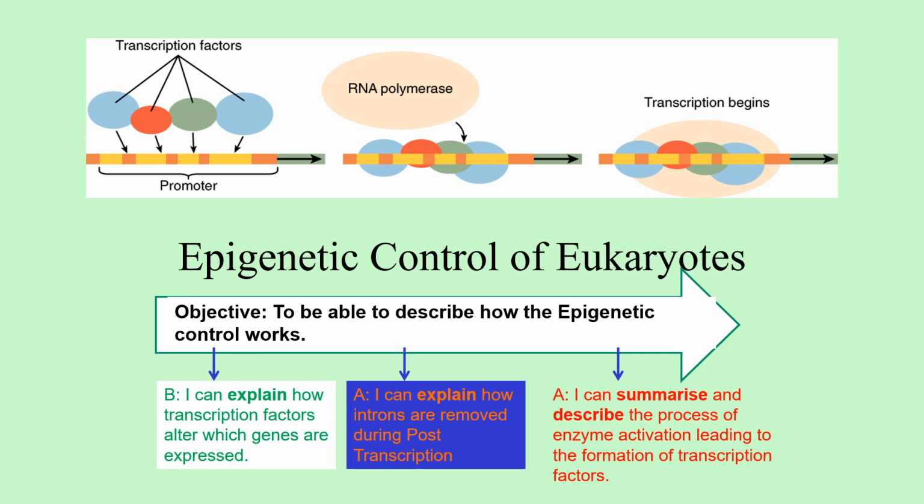Biology revision video with Mr. Phillips, and today we are looking at epigenetic control in eukaryotes, and this is part 2 of the video, which is going to be focusing on what environmental factors can affect the epigenome and how these things are controlled.